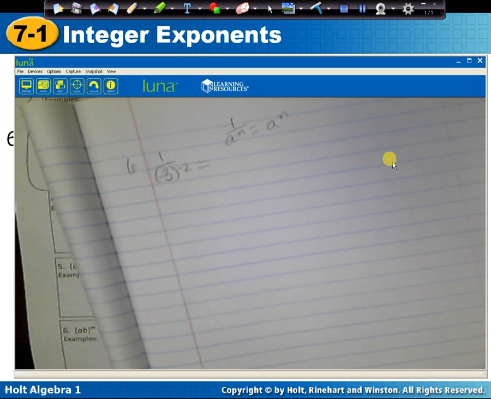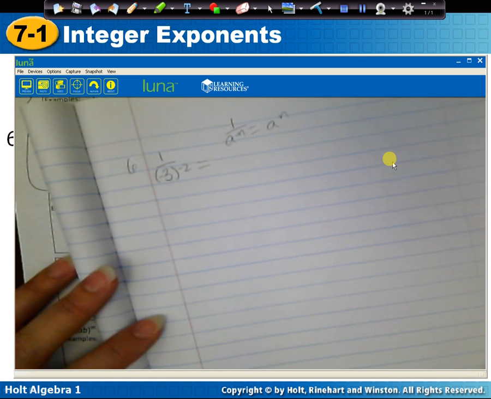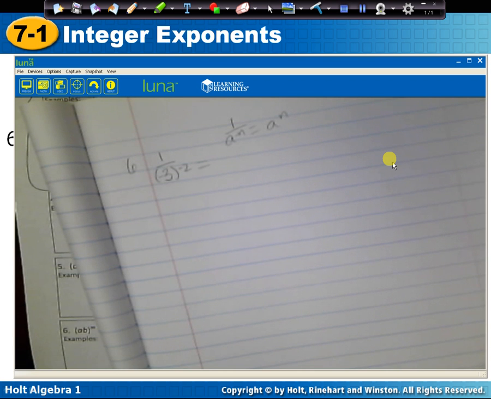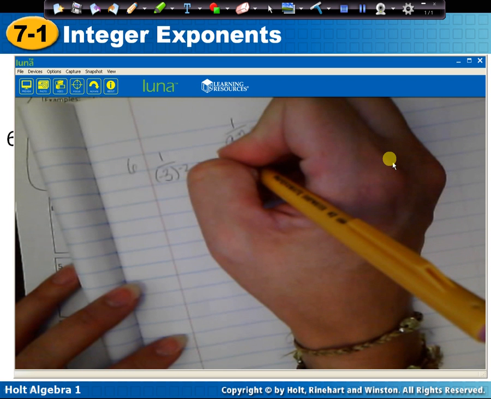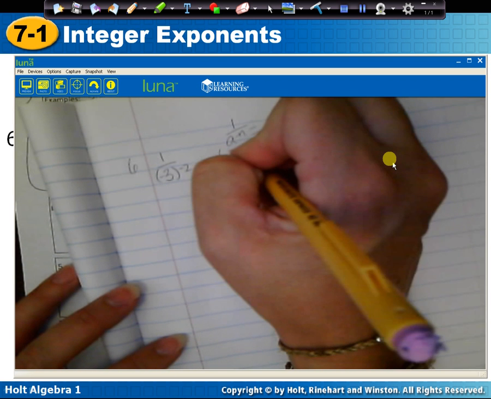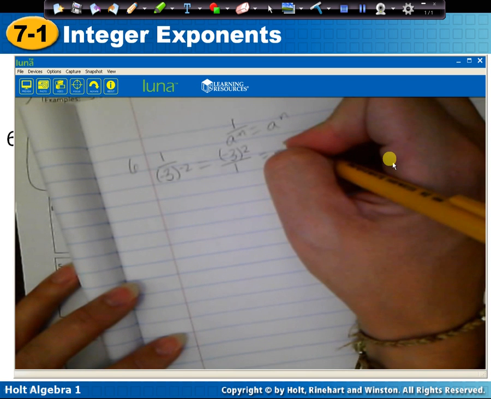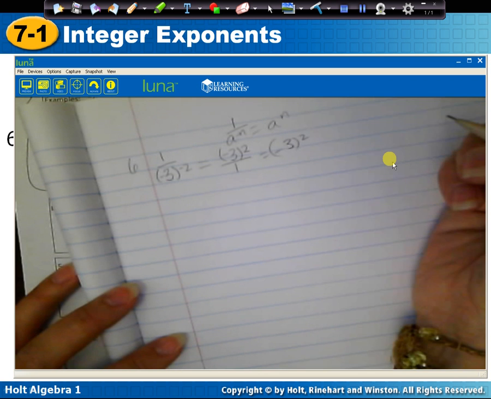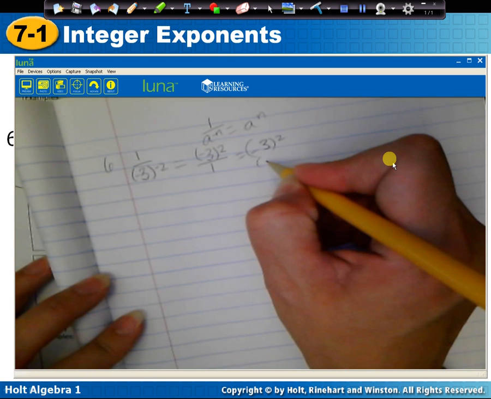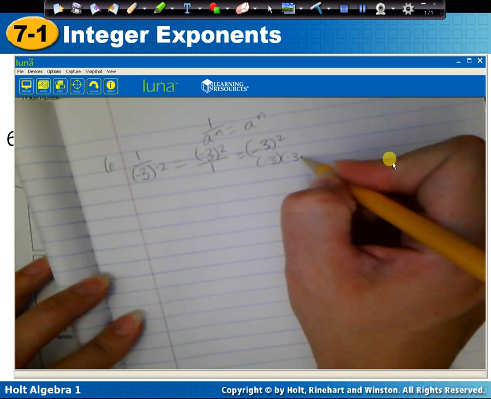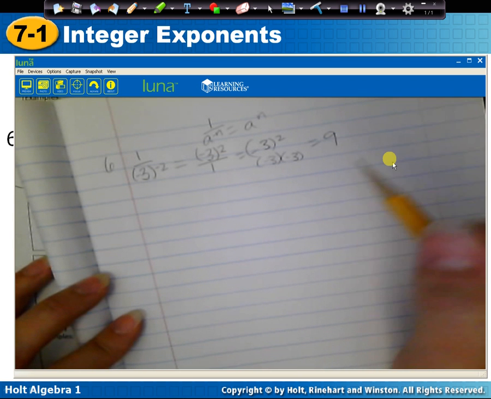I'm going to break this one down step by step. So I have 1 over negative 3 to the negative 2. The first thing I'm going to do is make my exponent happy and positive, so I'm going to flip it up to the top of the fraction. So I'm going to say it's the same thing as having negative 3 to the positive 2. And again, that's understood as over 1, so that's the exact same thing as just having negative 3 to the positive 2, because that 1 is understood. Now, negative 3 to the positive 2 is the same thing as saying negative 3 times negative 3. Negative 3 times negative 3 equals positive 9. So my answer there is positive 9.